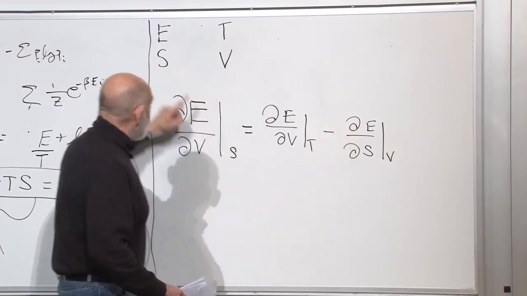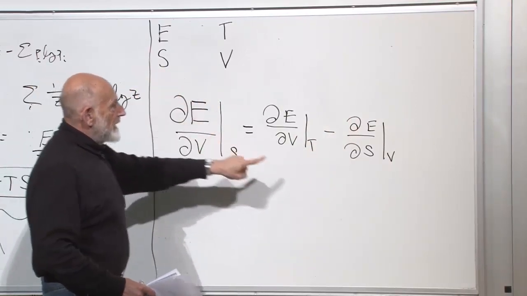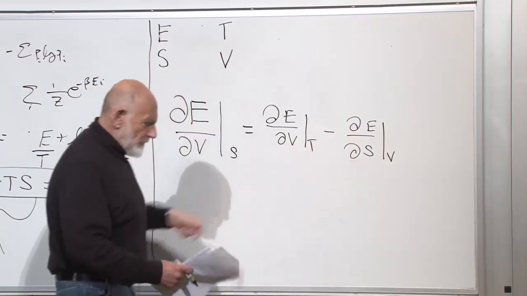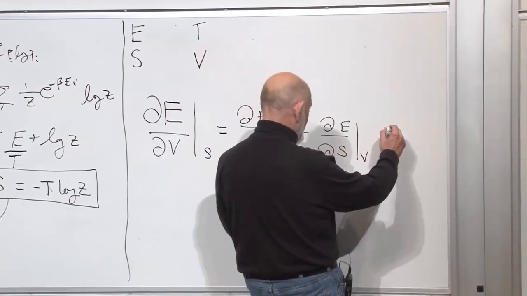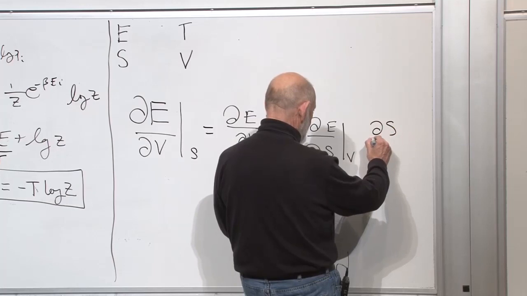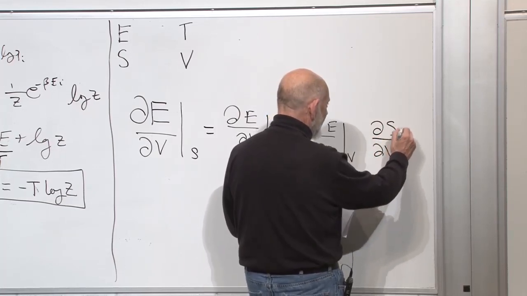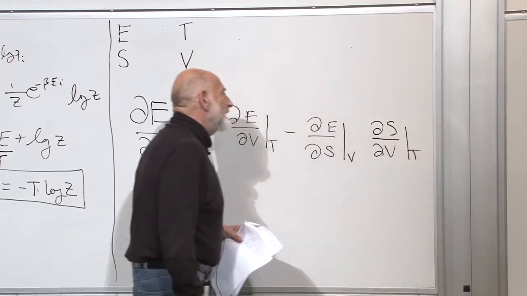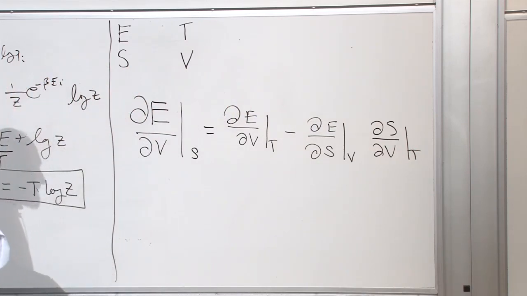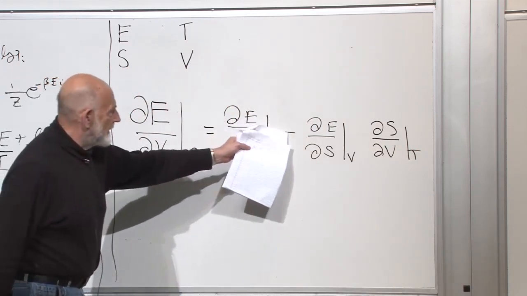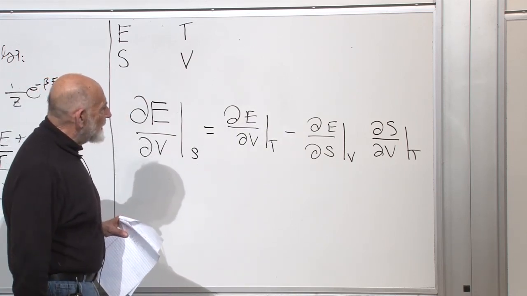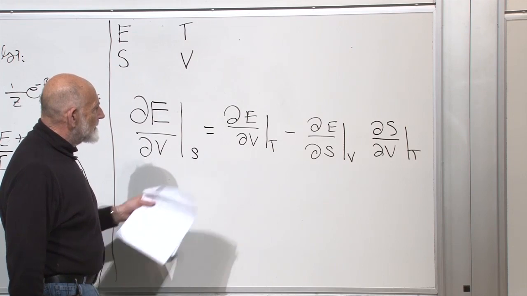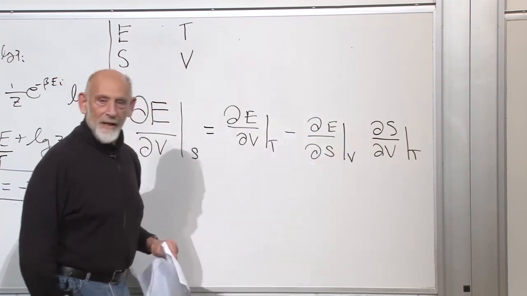Calculating the derivative of E with respect to S, keeping the volume fixed. That's another weird thing. And then the derivative of S with respect to the volume, keeping the temperature fixed. Plus or minus? Minus. Or multiply? Multiply. The second term is the multiplication of the first. Oh, this is multiplying. Multiplying, yeah.